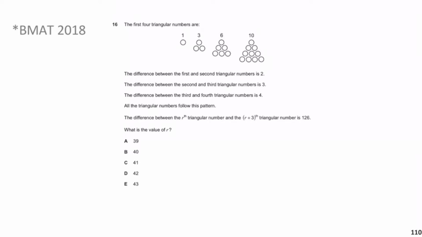The first 4 triangle numbers are 1, 3, 6, and 10. The first and second difference is 2. Second and third difference is 3. Third and fourth difference is 4. And all triangles follow this pattern. The difference between the rth triangle number and the r plus third triangle number is 126. And it says, what's the value of r? So, guys, pause the video. Be sure to be back after that minute, where we're going to go over this really meaty question.